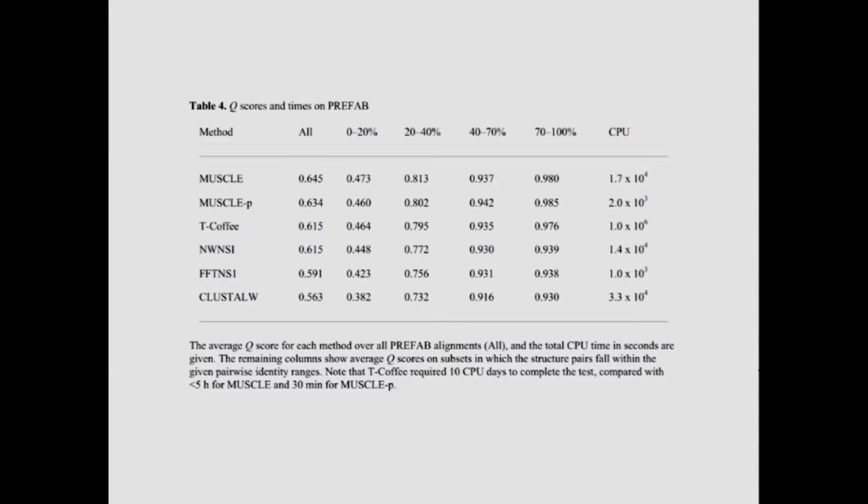So here is MUSCLE versus Clustal versus T-Coffee, and we have a different database of benchmarks, but here we have percent identities. If you are going to be less than 20% identical, then these different methods are going to get things exactly right about half the time, and MUSCLE is going to be better than Clustal, and it's going to be better than T-Coffee, but not much.